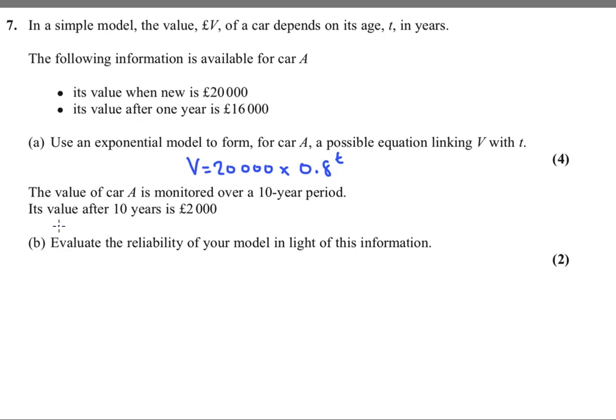Okay, it says then that the value of the car is monitored over 10 years. The value after 10 years is £2,000. So let's have a look at what our model thinks the car will be worth after 10 years. So when t is 10, the value is going to be 20,000 times 0.8 to the power of 10. So that comes out at £2,147.48.